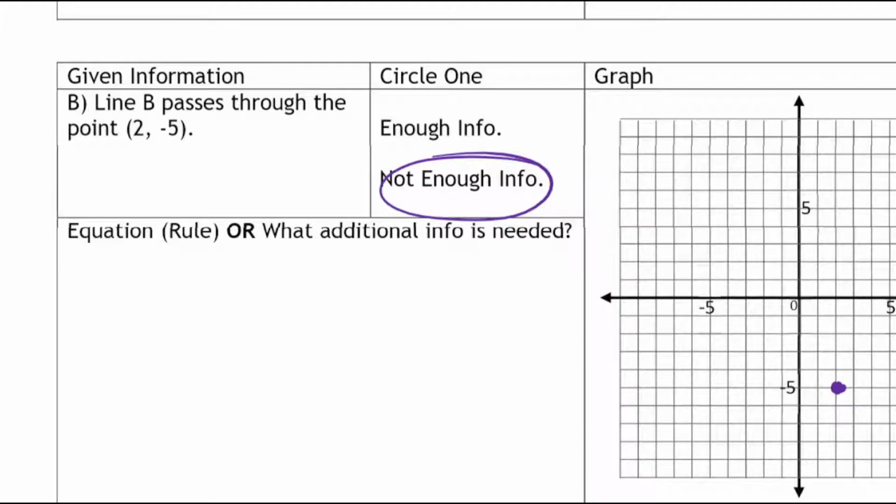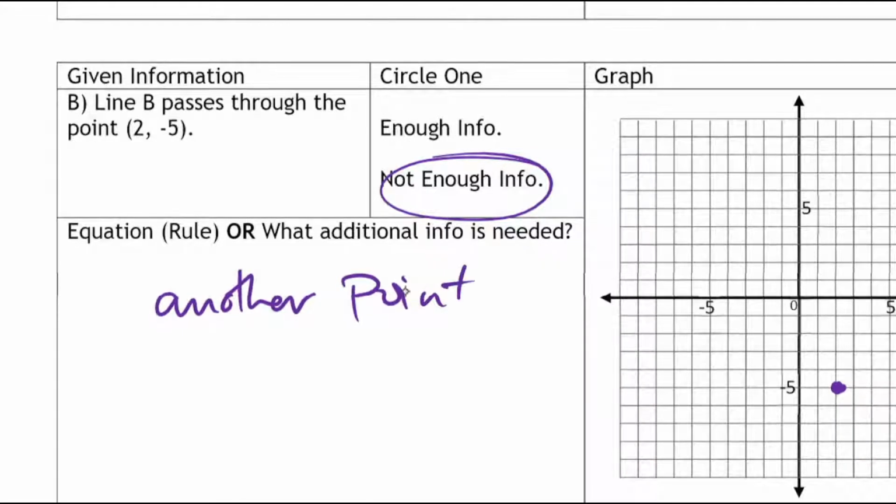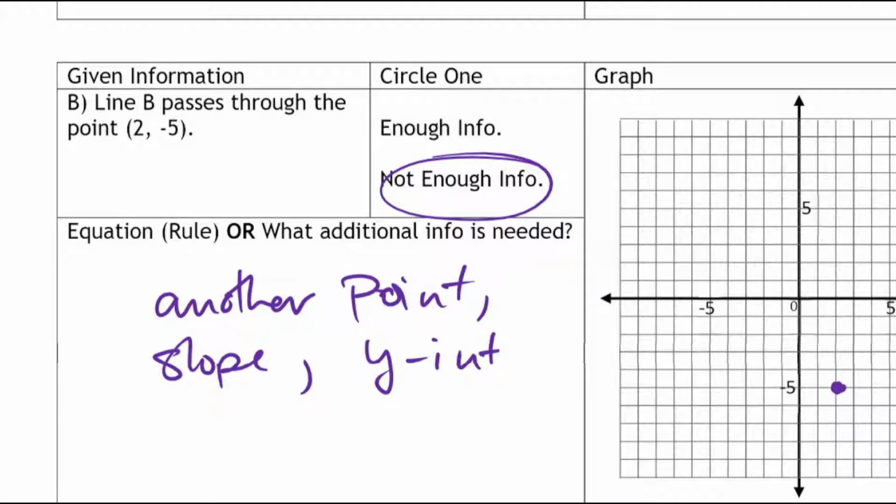And I would need, for example, another point. Another point would be nice. Well, I don't even need that. I could also just have, if they told me the slope, that would be great. Or if I was given that point and a y-intercept, that would be enough, but that would be the same as given another point. So I would need another point or something equivalent to another point, or a slope, to do it.